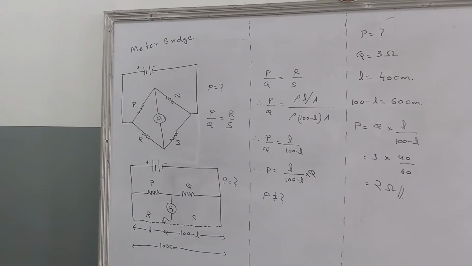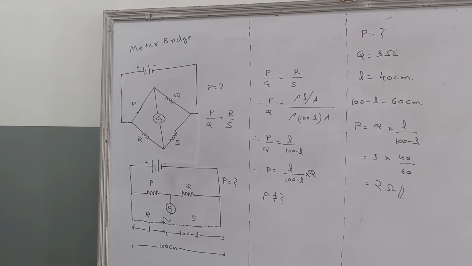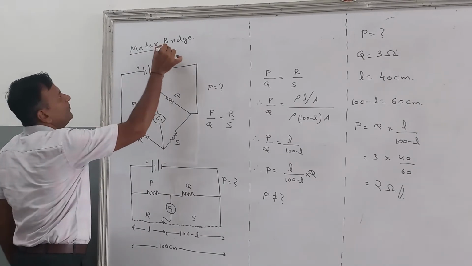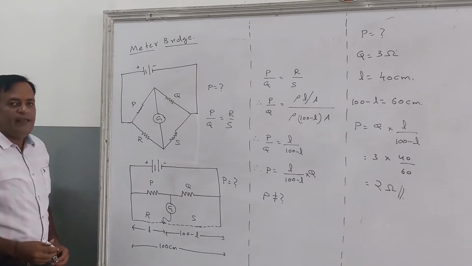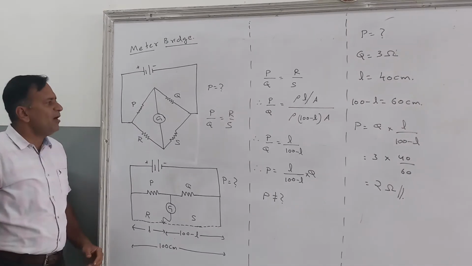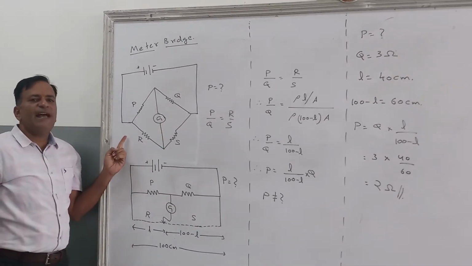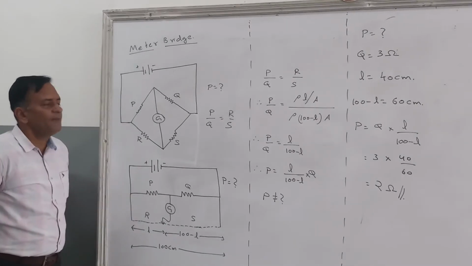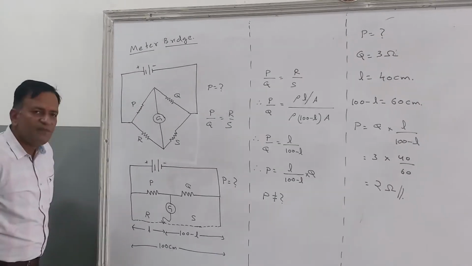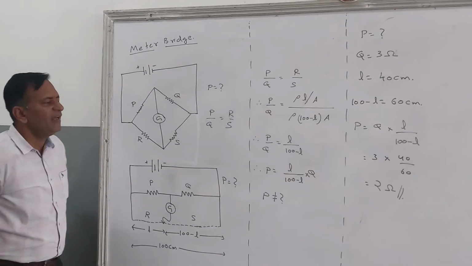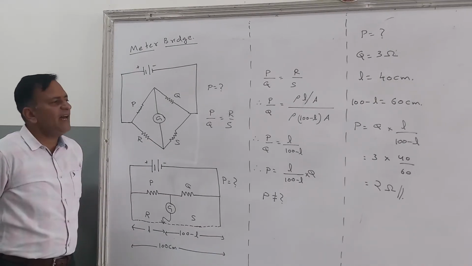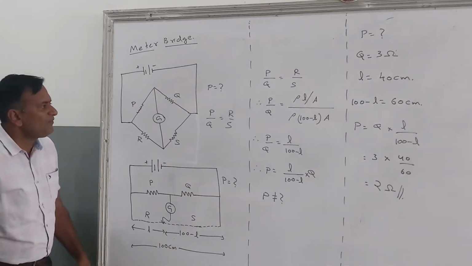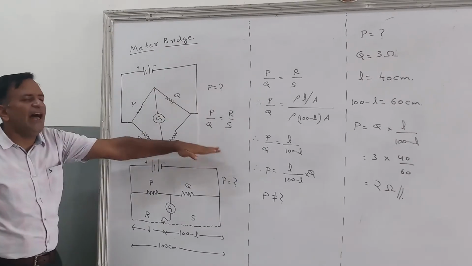Today we are going to study a very easy topic. The topic is meter bridge. In the last lecture I told you about the bridge known as the Wheatstone bridge. And you know what bridge circuits are? Bridge circuits are those which are used to find an unknown resistance, or sometimes also used to create a balance. This we have studied in the last video.